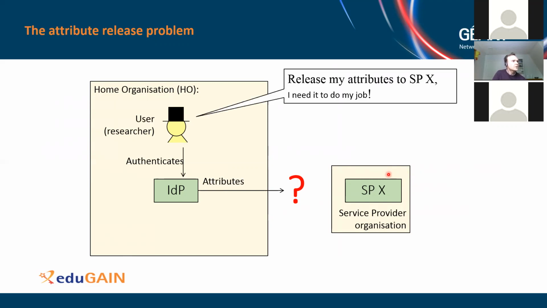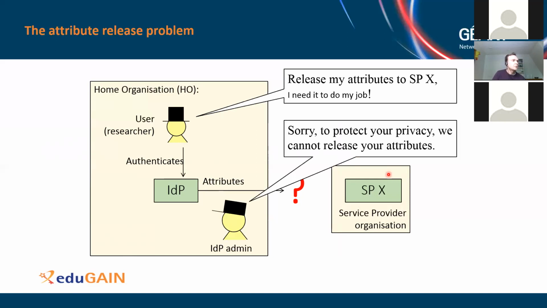So the researcher contacts the IDP admin of the home organization. Please release my attributes to the service provider. I need to log into this service provider in order to do my job. And then the IDP admin replies: Sorry, we have an obligation to follow the privacy laws, and we need to protect your privacy, so we can't release your attributes. And the outcome is that the researcher is unhappy, and probably needs to find an alternative way to log into a service provider.